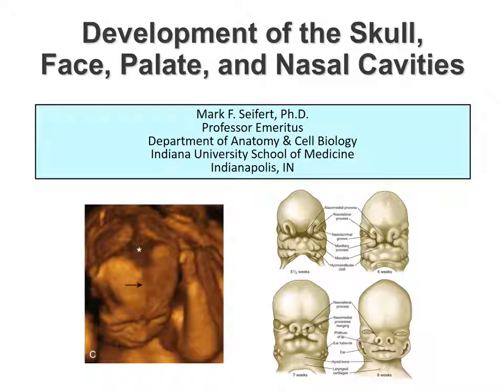This video covers an overview of the development of the skull and revisits some of the material covered in the embryology of the pharyngeal apparatus presentation to focus on the development of the face, palate, and nasal cavities. An understanding of these developmental processes will enable you to explain the embryologic basis of common clinical anomalies such as craniosynostoses and congenital clefts of the lips and palate.